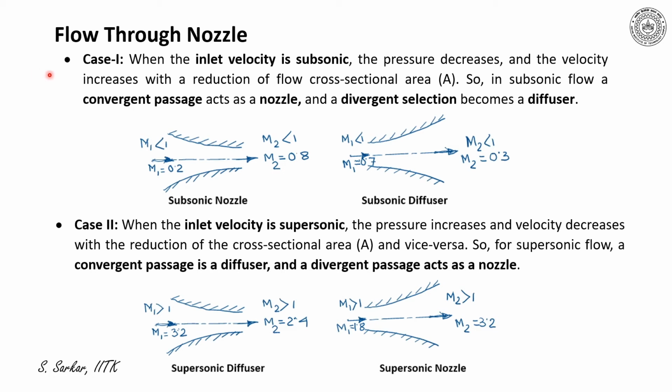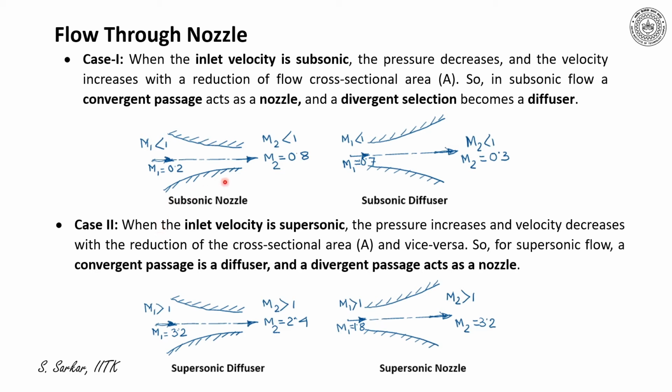Case 1, when the inlet velocity is subsonic, the pressure decreases and velocity increases with reduction of flow area, and vice versa. So, in a subsonic flow, a convergent passage acts as a nozzle, while a divergent section acts as a diffuser. Please note the figure here. For the subsonic flow, I have taken a convergent section. I have illustrated that at inlet, when M1 is equal to 0.2, at exit M2 would be equal to 0.4.